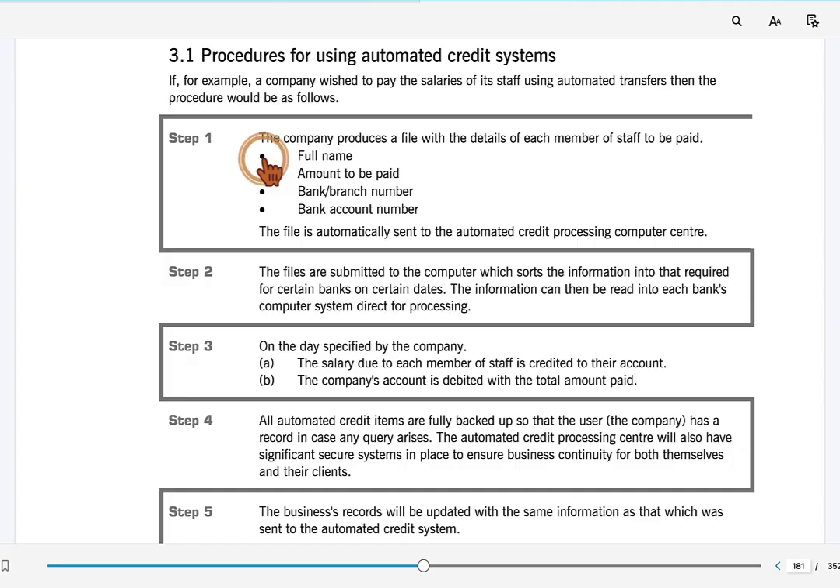The file includes the full name of the employee. Why is the name important? The name helps the company identify the person clearly. It also helps in checking and reviewing. It helps when staff ask questions later.